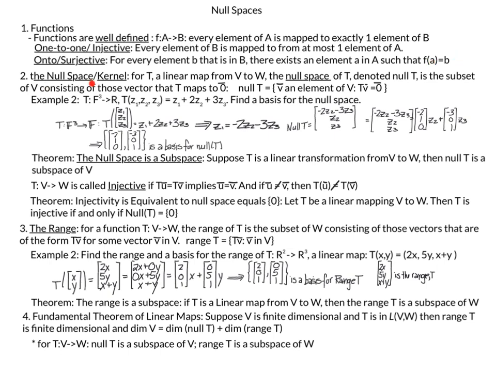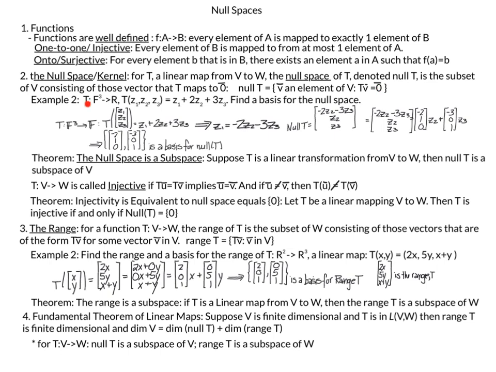First, we define the null space, also known as the kernel, for T, a linear map from V to W. The null space of T, denoted null T, is the subset of V consisting of those vectors that T maps to 0. In other words, the null of T is equal to the vectors V in our set V, where T is mapping from, such that TV is equal to the 0 vector.